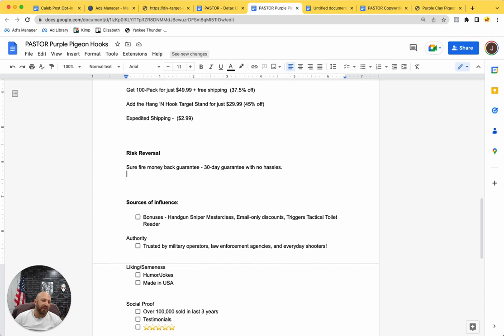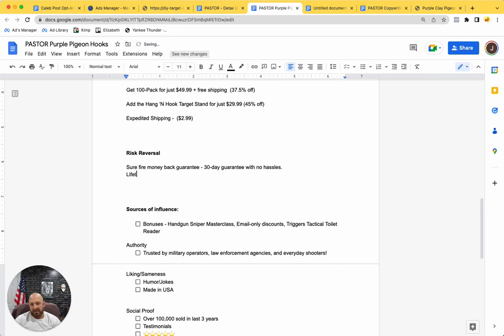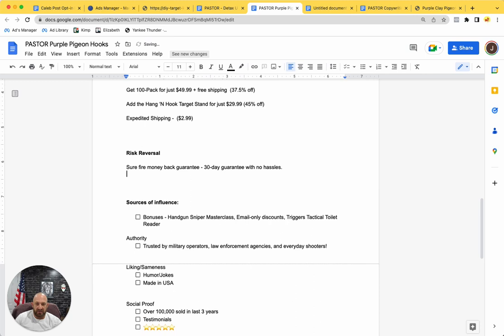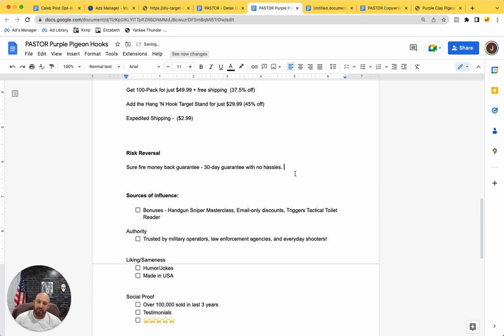And so you want to think through what can I do to minimize the risk in the logical brain. Usually it's a money back guarantee, and usually the better you make this guarantee, the better, right? So this is also like a lifetime warranty or 2-year manufacturer warranty, and really expound on it. If you just say manufacturer warranty, what does that mean? Give some clarity around it.